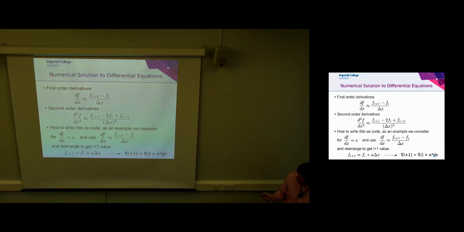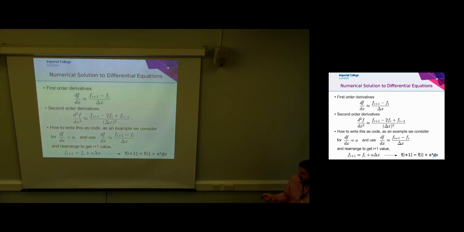So replacing those equations, you can see now df by dx is written quite nicely and concisely in that way, and d2f by dx squared is written in that way. What this now means is we can take our differential equation, df by dx is equal to a. We can approximate df by dx as f_i+1 minus f_i divided by delta x, and then we can rearrange. This allows us to get the value of f at i+1 by taking the value of f_i plus a times delta x. So we're simply taking this expression here, substituting it into here, and then rearranging to get f_i+1.